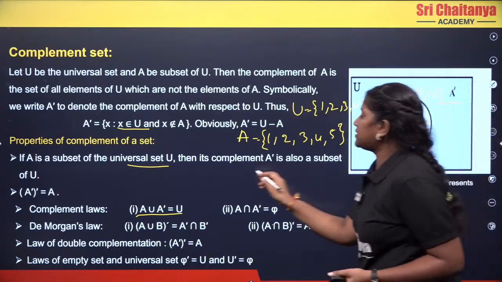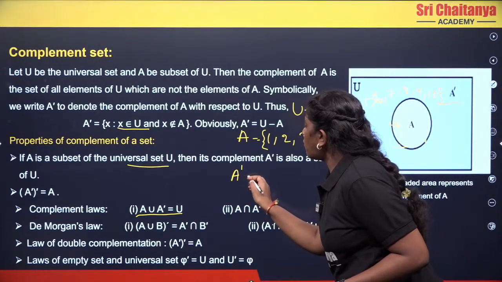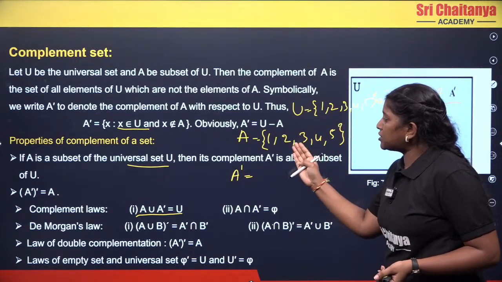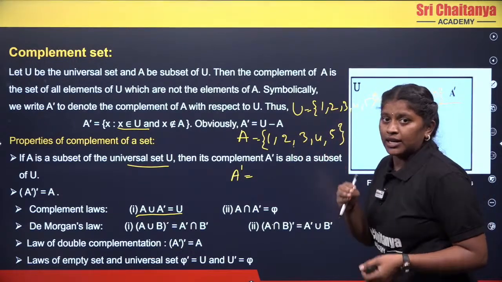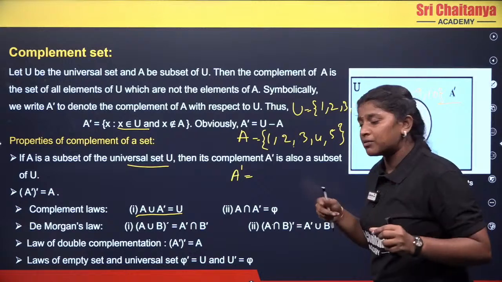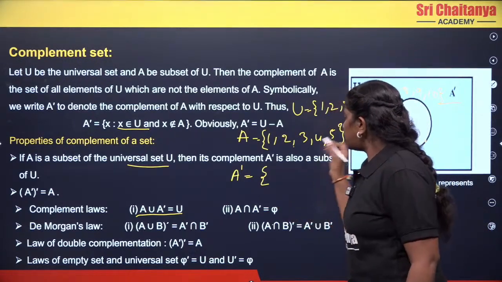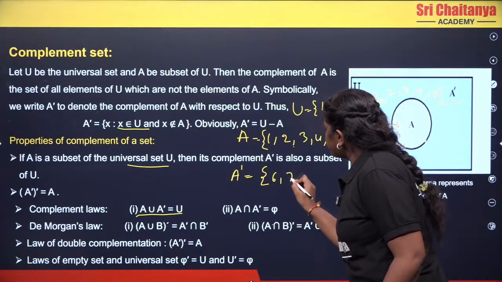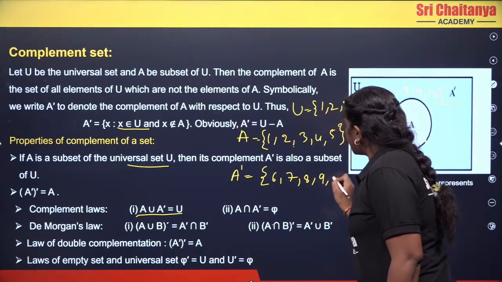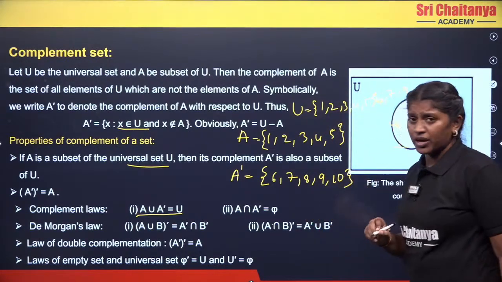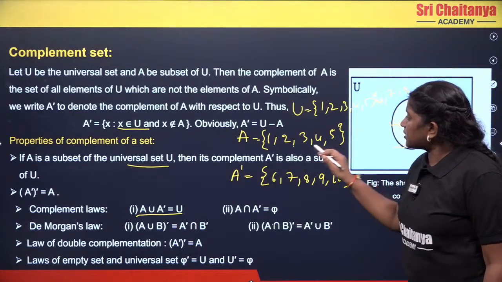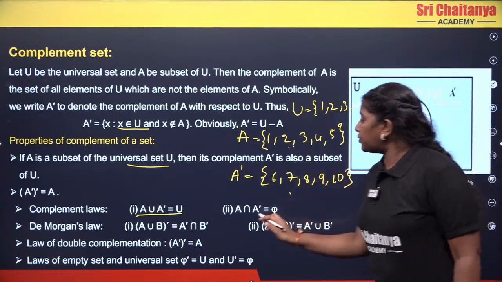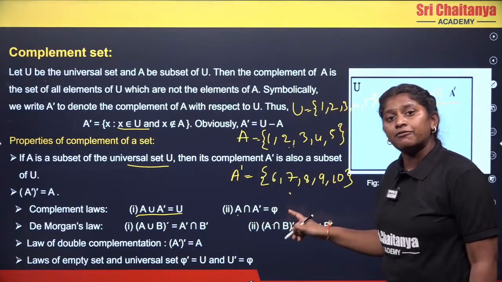Now what will our A complement become? You just remove the elements of A from the universal set, and whatever set you are left with becomes the complement. So if I remove A from the universal set, it will be {6, 7, 8, 9, 10}. If you observe clearly, A and A complement do not have any common elements. So if you take the intersection, it becomes the empty set.